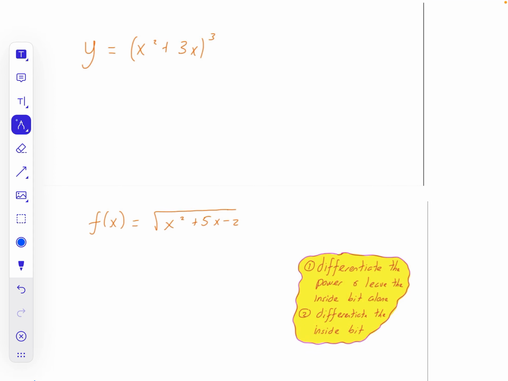We're going to go on and look at another example of that. So this top one here first. y is equal to x squared plus 3x all to the power of 3. Now that is a chain rule question. So dy dx is equal to, first thing, differentiate the power. We're going to differentiate the outside layer, the furthest thing out to the right hand side, so that's the power, but leave the inside bit alone.